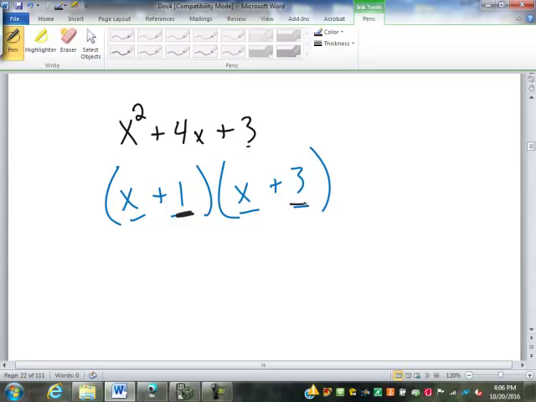When these two have to multiply to make 3, right? So the only option is really 1 times 3. I can double check it. x times 3 is 3x. 1 times x is 1x. That does add up to 4x.